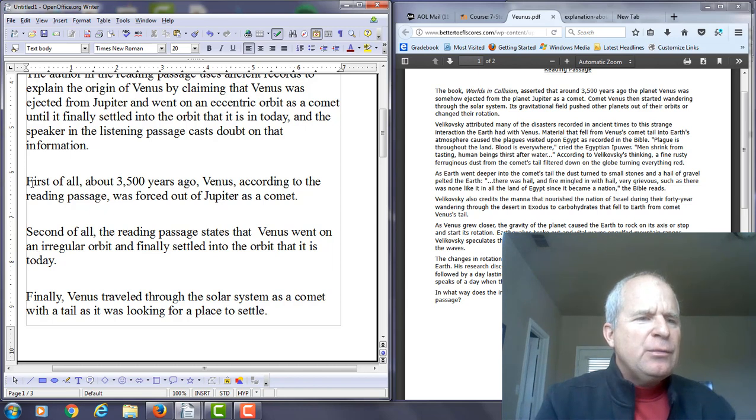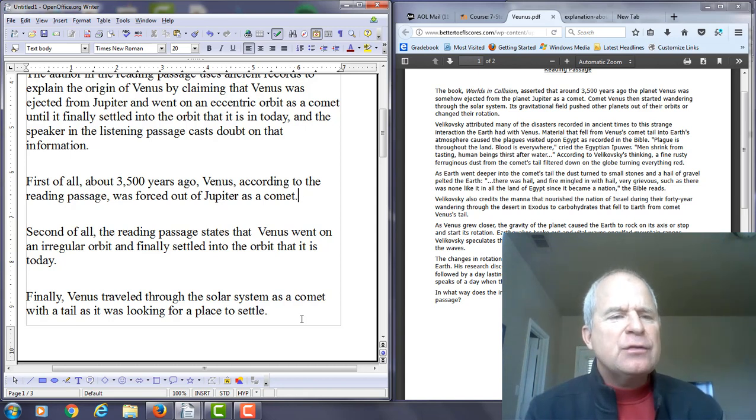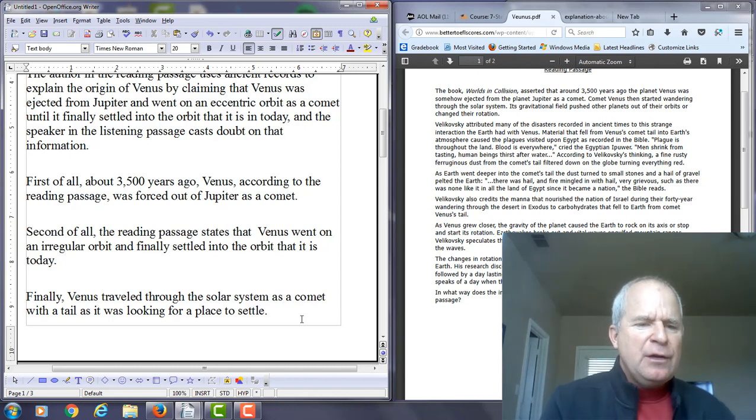Notice how I'm using transition words. First of all, about 3,500 years ago, Venus, according to the reading passage, was forced out of Jupiter as a comet. Second of all, the reading passage states that Venus went on an irregular orbit and finally settled in the orbit that it is in today. Finally, Venus traveled through the solar system as a comet with a tail as it was looking for a place to settle. So now I have to take some details from the reading passage to develop these things a little bit more, and then I find the information in the lecture that disagrees with each of these points.